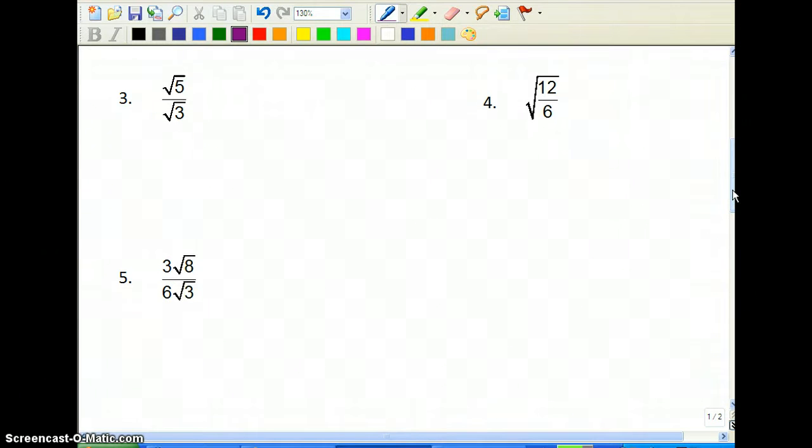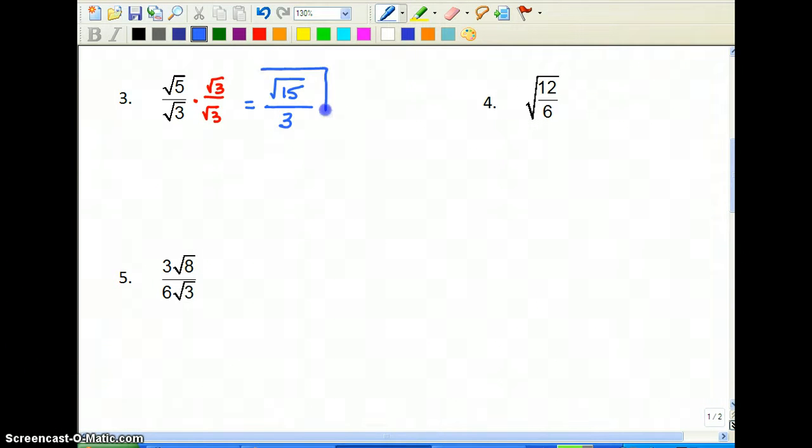Number 3, the square root of 5 divided by the square root of 3. You cannot divide 5 with 3, so that method won't work. So now we have to go to the harder method. How do you get rid of root 3? Multiply it by the square root of 3. So you multiply the top by the square root of 3, which is ultimately multiplying by 1. Multiply them. 5 times 3 is root 15. And root 3 times root 3 is 3.